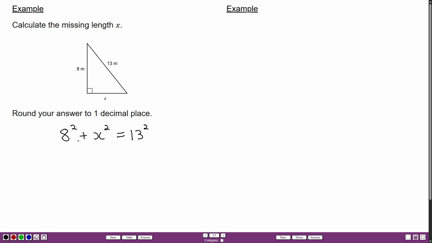Now all we need to do is rearrange and solve this for x to find the short leg. So let's work out these squares first. 8 squared, well we know that one's 64. And we'll leave the x squared as it is for now. And 13 squared is 169.